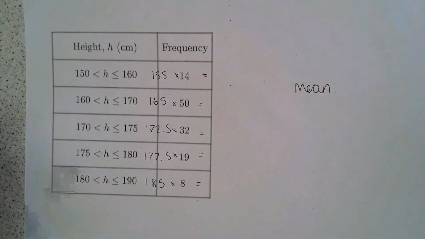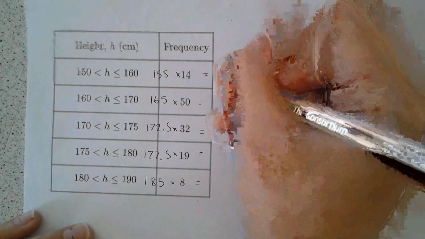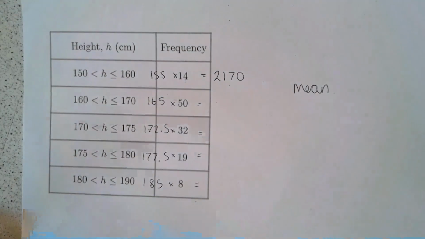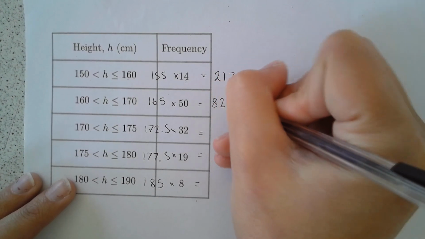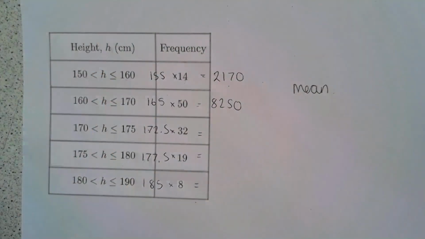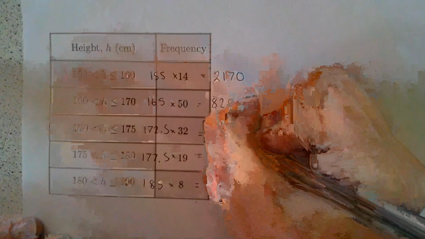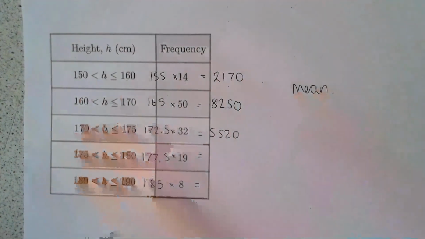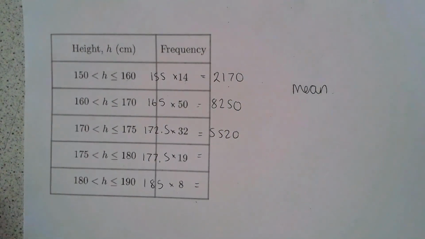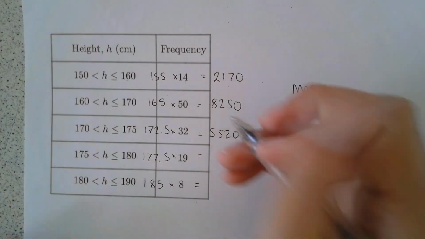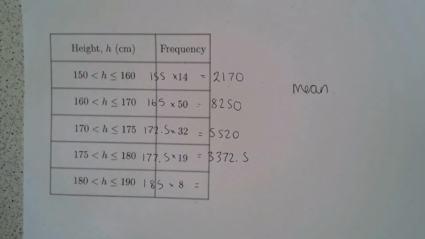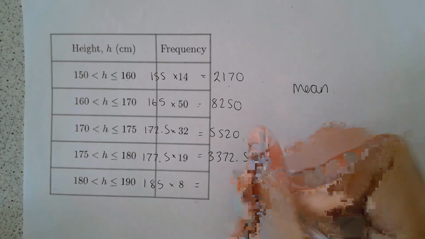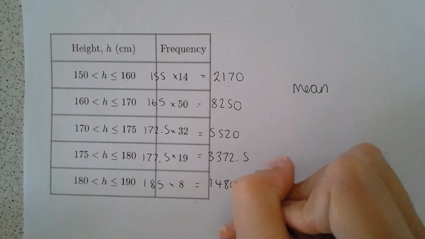So 155 times 14 is 2,170. 165 times 50 is 8,250. 172.5 times 32 is 5,520. 177.5 times 19 is 3,372.5. And 185 times 8 is 1,480.